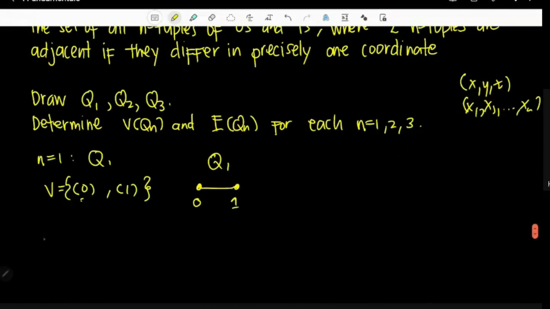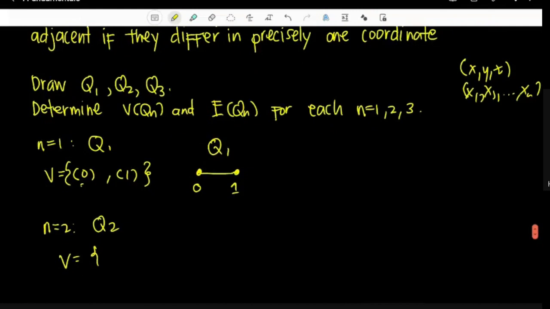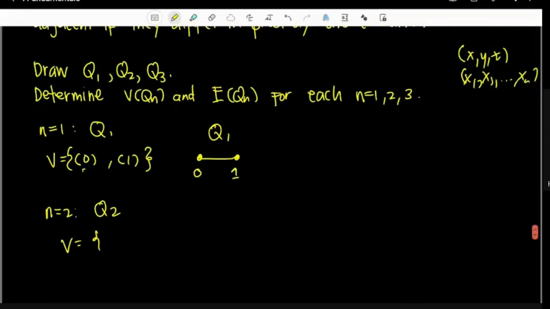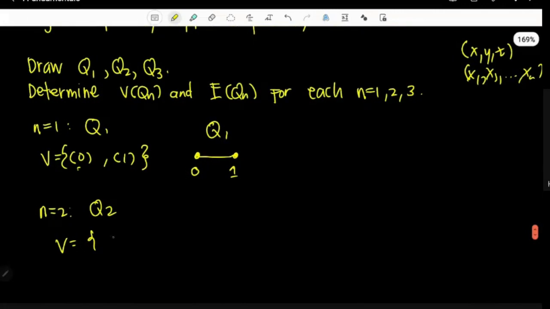So let's proceed to n equals 2. So this is Q2. So what are the vertices of Q2? So this time it's 2 tuples, with 2 coordinates. Alright. So what will be the coordinates? So the coordinates will be either 0, 0, right? 0, 1, 1, 0, or 1, 1.